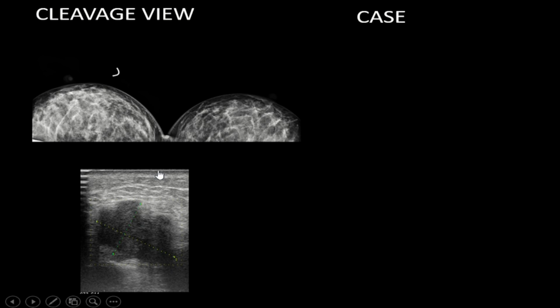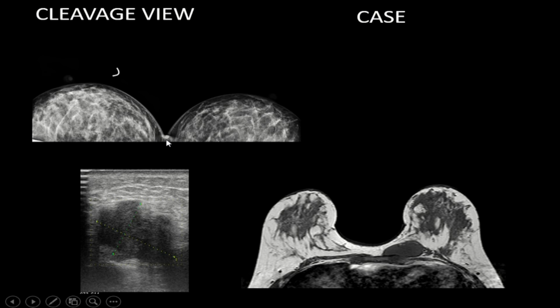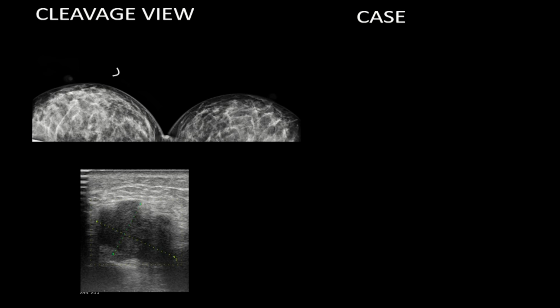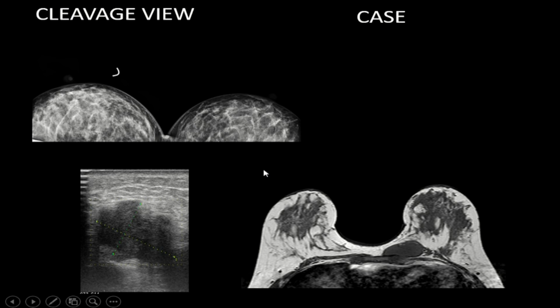So this is a case. The patient came to us with a breast swelling. We could palpate the breast swelling, but we were not able to find out what it is, because the mammogram was normal. It was on the extremely medial side. So we took the cleavage view, nothing was seen, and then the patient was subjected to MRI, and it was a cold abscess sitting over there.